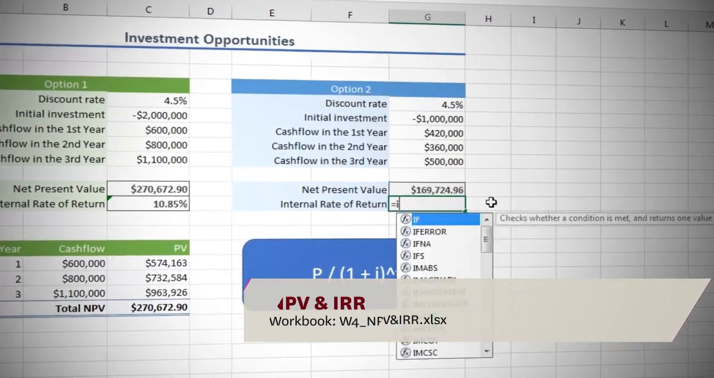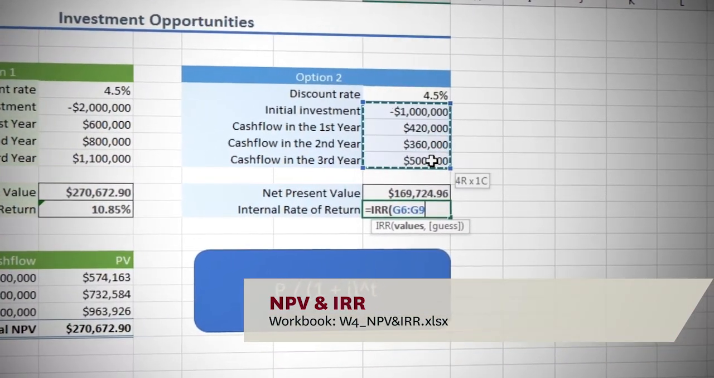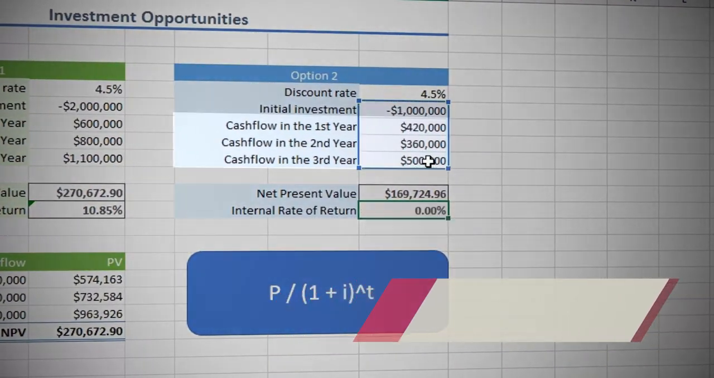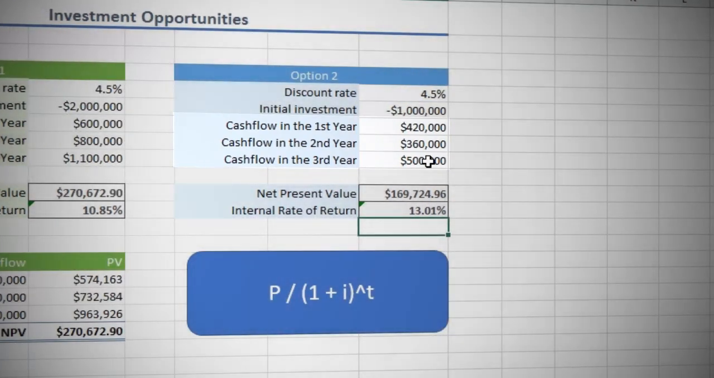Now, can Excel help us with this? Of course. Excel has an IRR function, which does exactly that. To use it, you just specify your cash flows, so very straightforward. But there is something to bear in mind. Those cash flows must be sitting next to each other in the workbook. So bear that in mind when designing your worksheet.